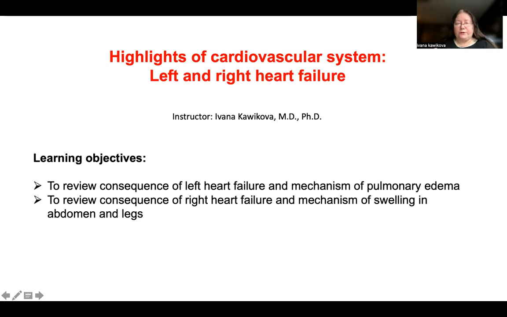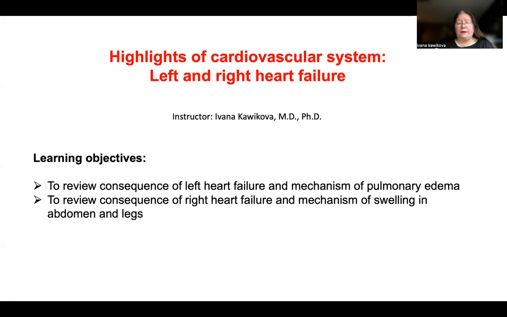So in this recording, we are going to discuss what happens when heart fails. And we will discuss separately left and right heart failure. So first, I would like to raise the question, what does it mean that heart fails? It means that it's not able to produce sufficient cardiac output for the body needs, right?